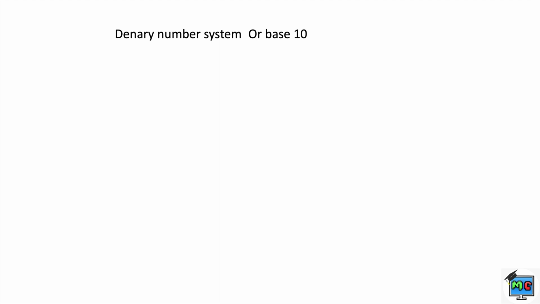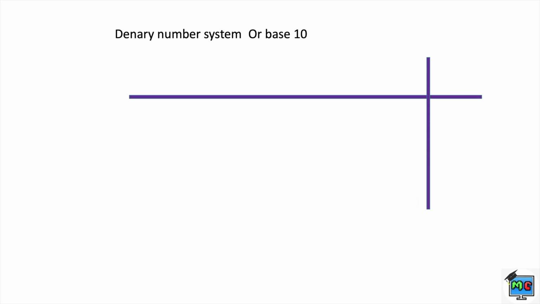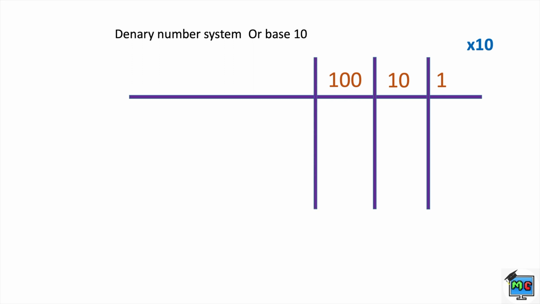Okay, let me just get this one. It's to do with the place values. So for example, in our number system, the place value is a multiple of 10. So you start off with a unit, and 1 times 10 is 10. 10 times 10 is 100. 100 times 10 is 1000.